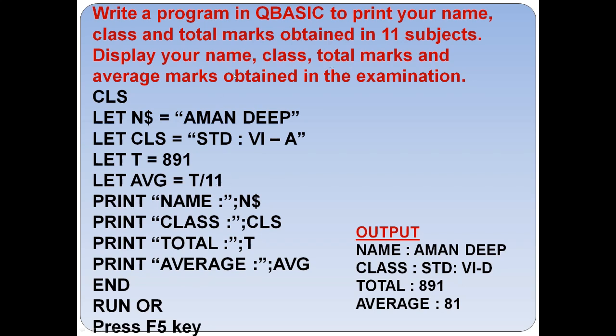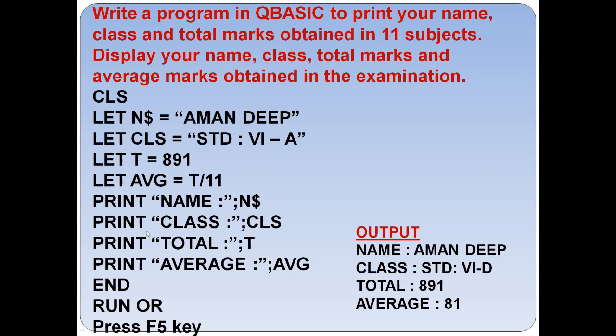Now we will print the name, because we have to display your name. So we will write PRINT N$. We have stored the name in a variable with a dollar sign, so we write the dollar sign here because we are printing the name. PRINT CLS, print class, and the class variable is CLS, so we write CLS here. PRINT T, print total, and the total variable is T. PRINT AVG, print average, and the average variable is AVG. Whichever variable we are taking, we write it here. Now this is the end of the program, so we will write END.